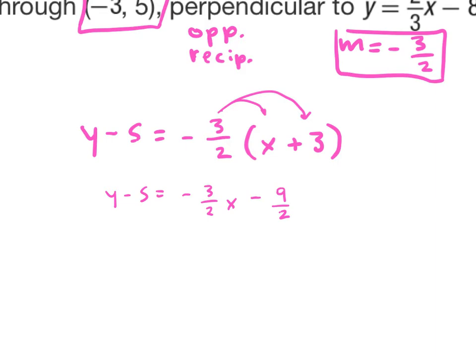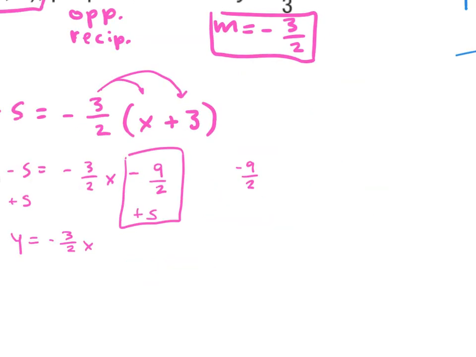What do we do next? Add 5. So we have y is equal to negative 3/2x, and then we have this negative 9/2 plus 5. So I'm going to do it on the side over here. Negative 9/2 plus 5. How can we add fractions? Same denominator. How do we make 5 have the same denominator? Multiply the top and the bottom by 2. So this becomes 10/2.